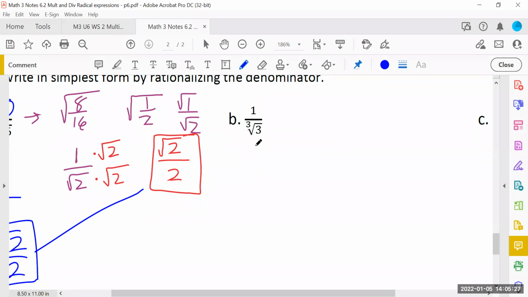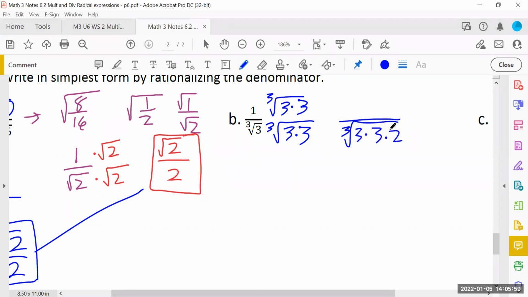So how many more 3's do I need? I need 3. I have 1. I need 2 more. So I'm going to multiply top and bottom here by the cube root of 3 times 3. That way, the bottom becomes the cube root of 3 3's. And the top just ends up being whatever it's going to be. In this case, the cube root of 3 times 3.